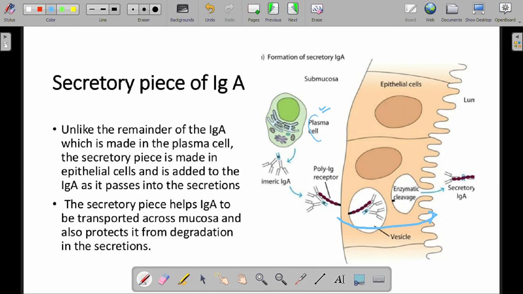So here the plasma cell is there, and this is IgA. The poly-Ig receptor is present on the epithelial cell, and the IgA is taken inside a vesicle. There is enzymatic cleavage, and the IgA is secreted outside the epithelial cell into the lumen. This is how it is converted into the dimeric structure.